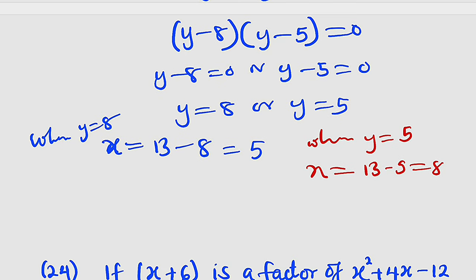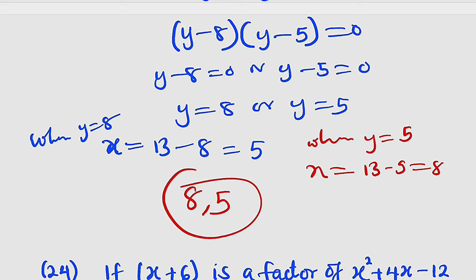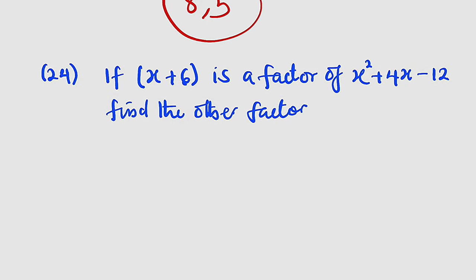So in both cases, when the first value is 8, the second value will be 5. And when the first value is 5, the other one will be 8. You know, this is commutative, they are interchangeable. So the only values we have are 8 and 5. These are the two values you can multiply together to get 40, and once you add them together, you get 13. Let us move on to question number 24.